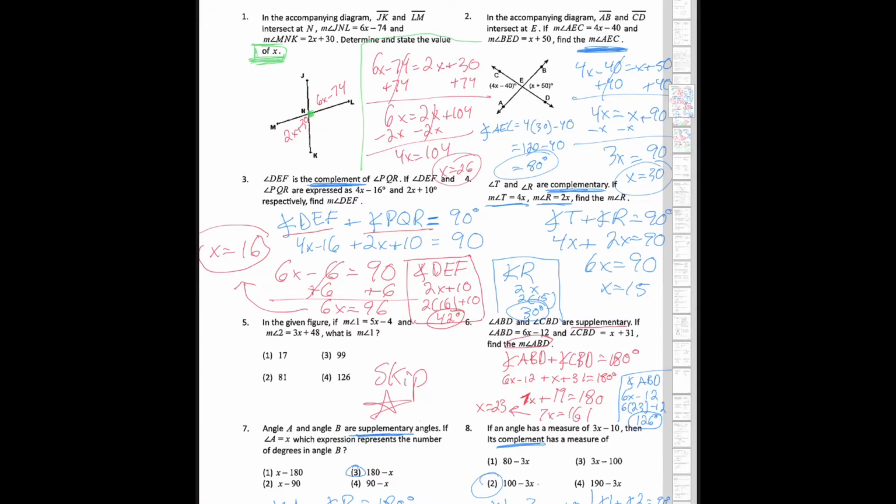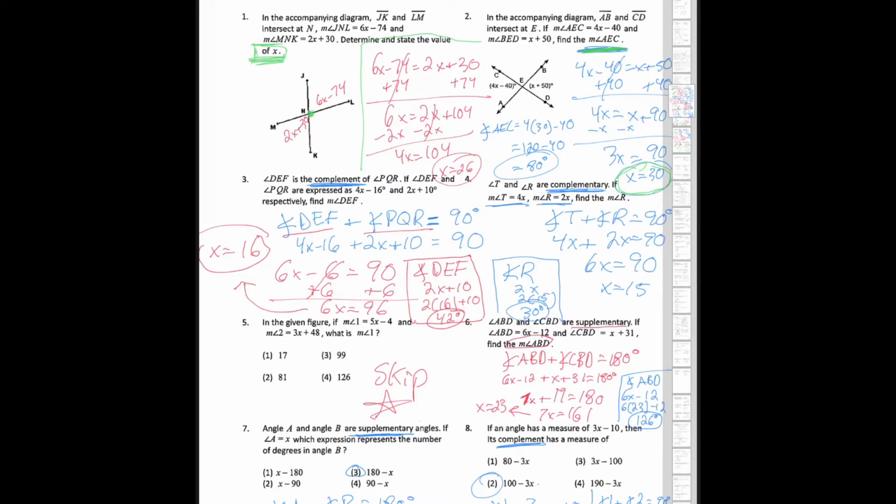We have labels for vertical angles here, which is the same situation as number one. We are setting them equal to each other because they are congruent. So the only difference here is we solved for X when we set them equal. So 4X minus 40 equal to X plus 50. We solved and got X equals 30.